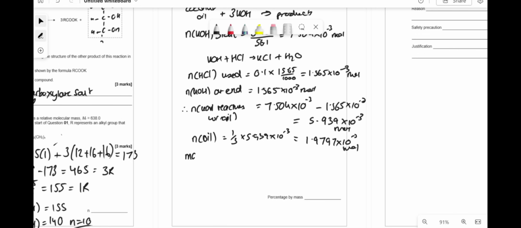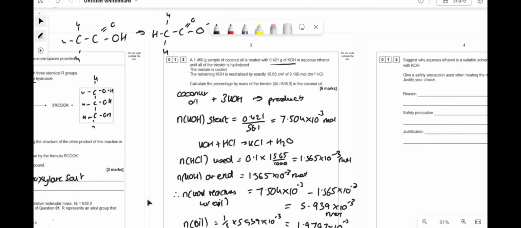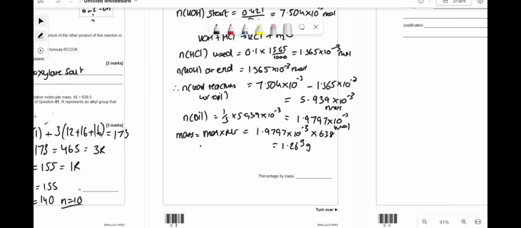Now you know that mass equals moles times MR, which is going to be 1.9797 times 10 to the minus 3 times the MR of the coconut oil, which they've told you is 638, and that gives us 1.263 grams. So we're nearly there. They want us to work out the percentage by mass of the triester in the coconut oil, and we had a 1.450 gram sample. So you do 1.263 divided by the total mass of this coconut oily mixture, 1.45, times it by 100. And you get a lovely answer of 87%.